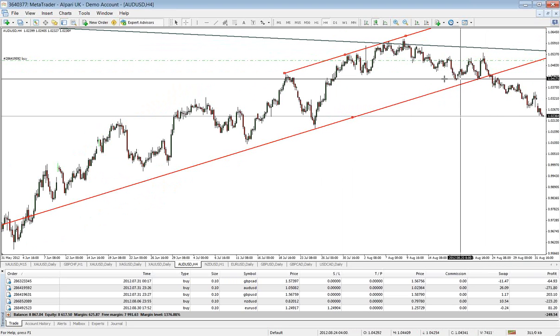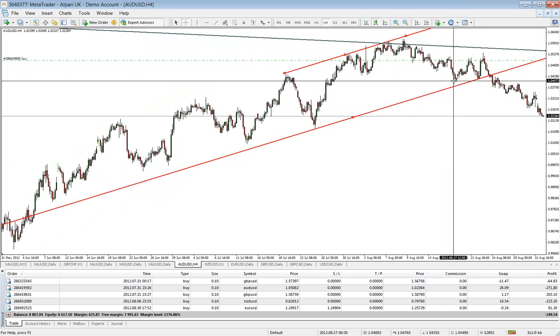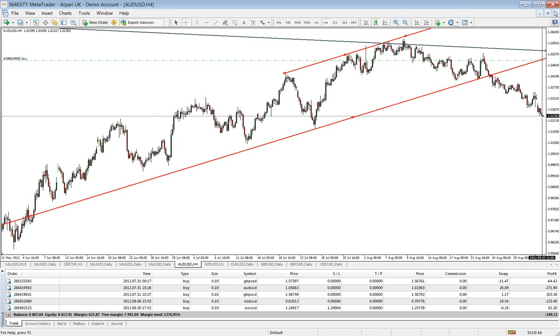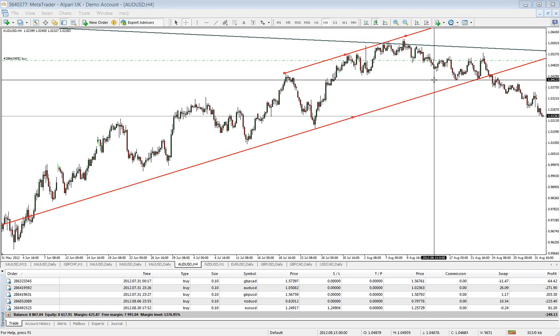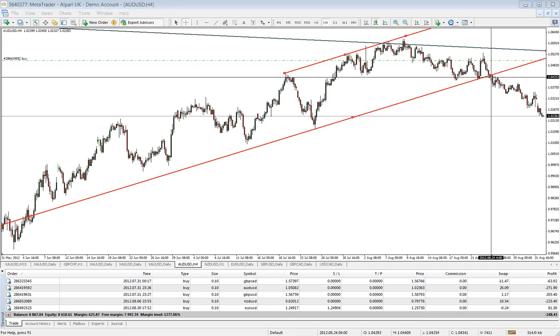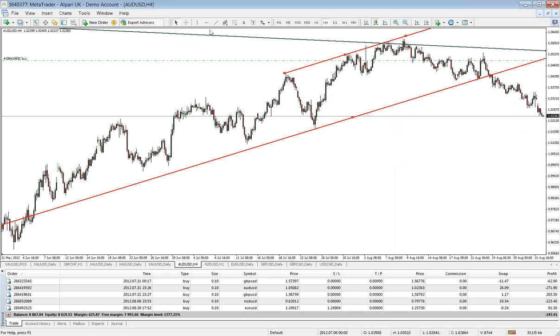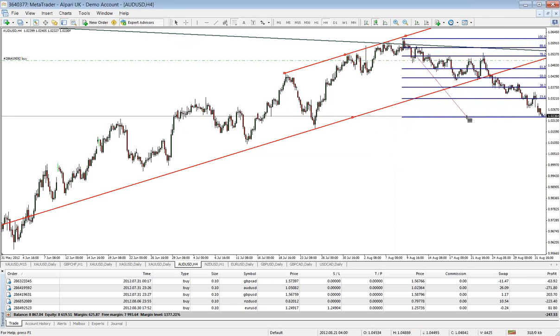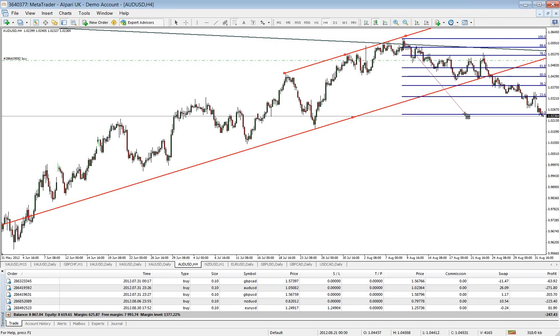Now we had a breakout. You can see this level has been acting as a support, and finally the Australian dollar did break it, which was 104. So as well as a psychological round number, it was at the same time a support of the uptrend channel. Now I'm gonna use the Fibonacci level to see how far we can get from the current levels.